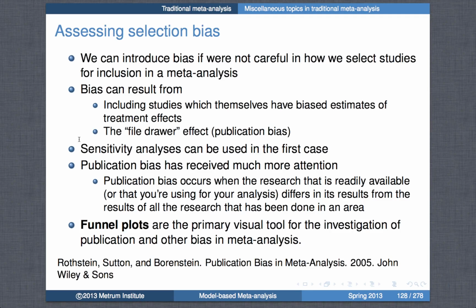The second kind of bias, though, that is harder to control for and harder to really tease out is when we're including studies, but those studies themselves have reported biased estimates of treatment effects. So you might imagine an example of that may be that an investigator only publishes results from a subset of patients that gave particularly favorable outcomes rather than the entire patient population.